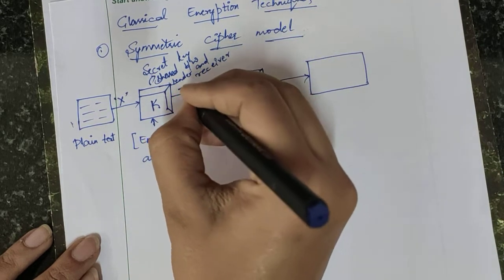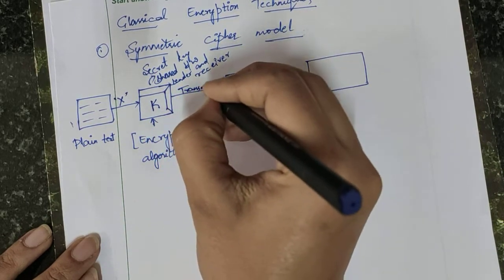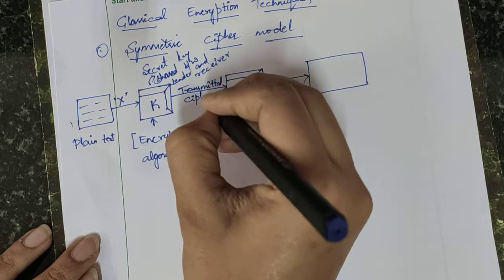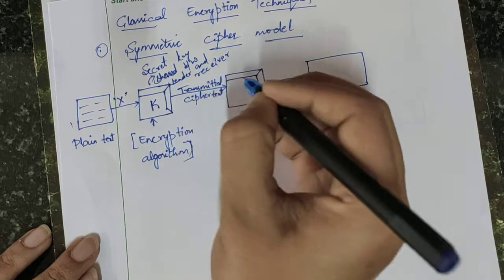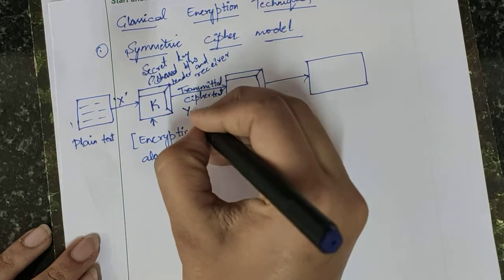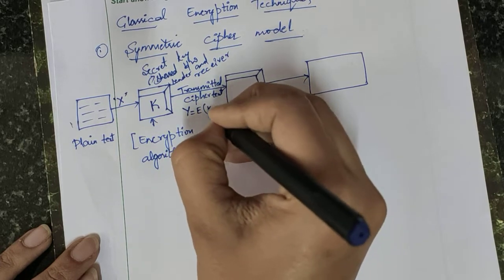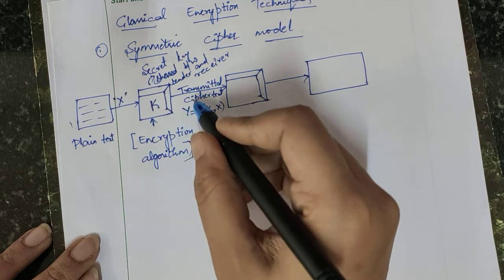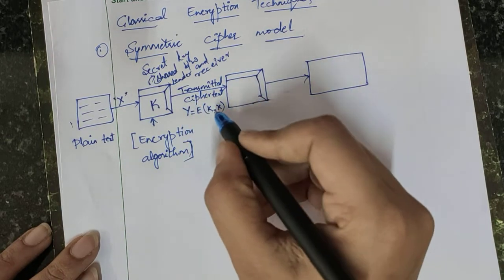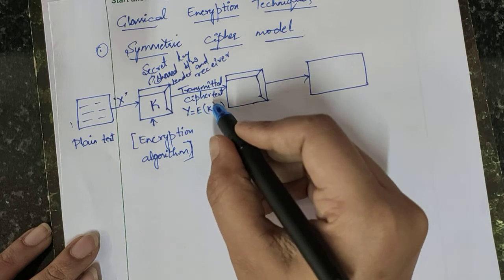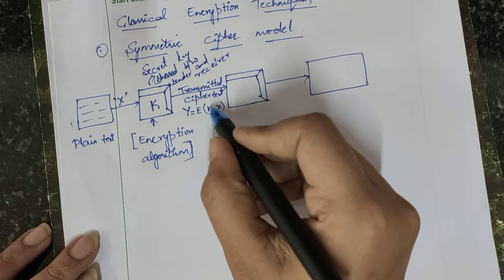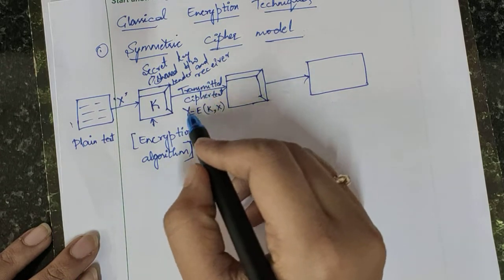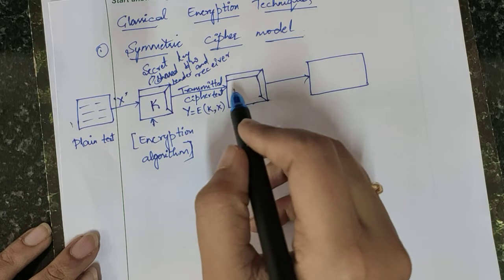So here it will be transmission. I will say that as the transmitted cipher text, and using notation I can denote that as Y is equal to E of K comma X. Y is nothing but your cipher text. You are producing your cipher text by using the encryption algorithm. In that we will be having the secret key and plain text, right? So this is how I will represent the transmitted cipher text.